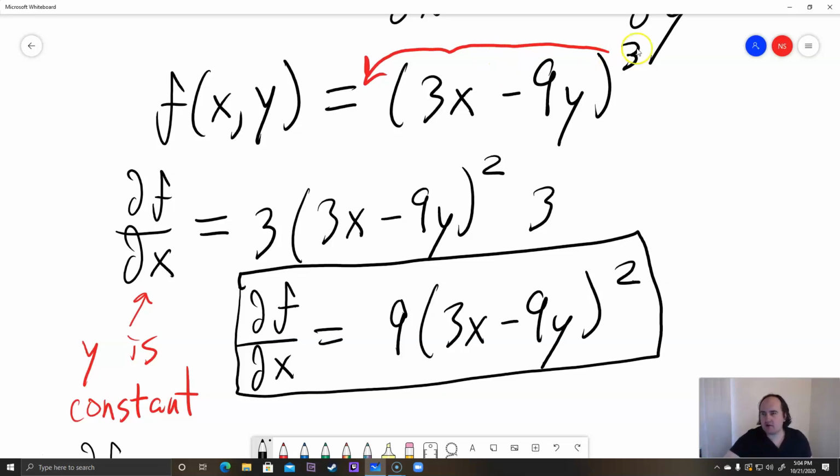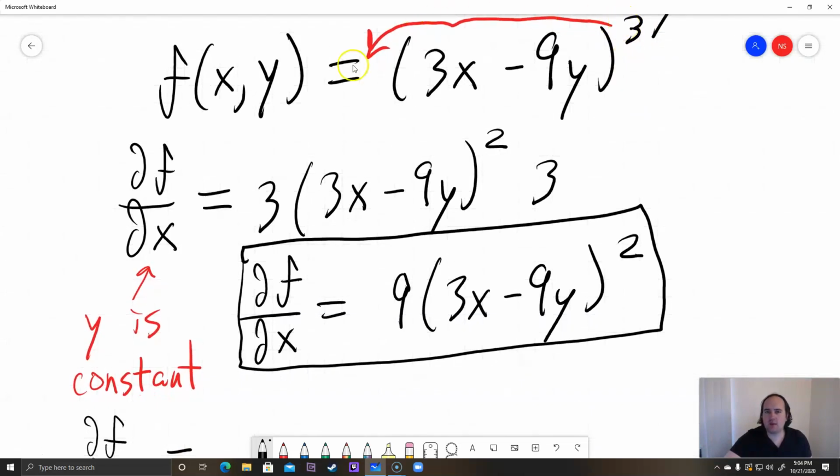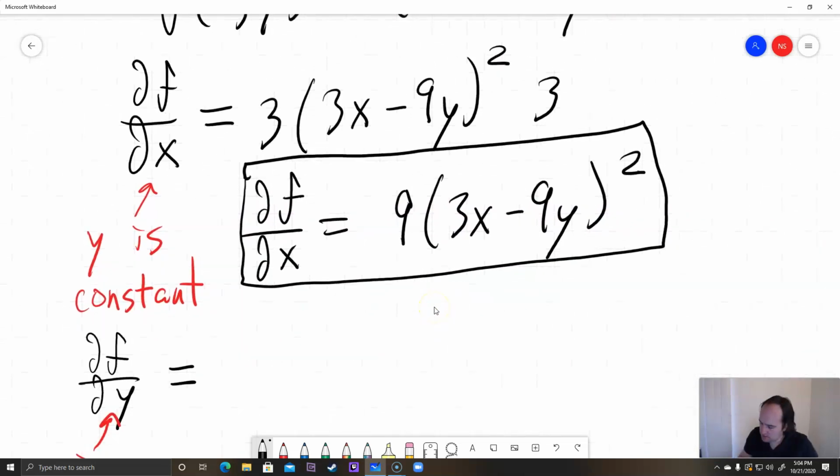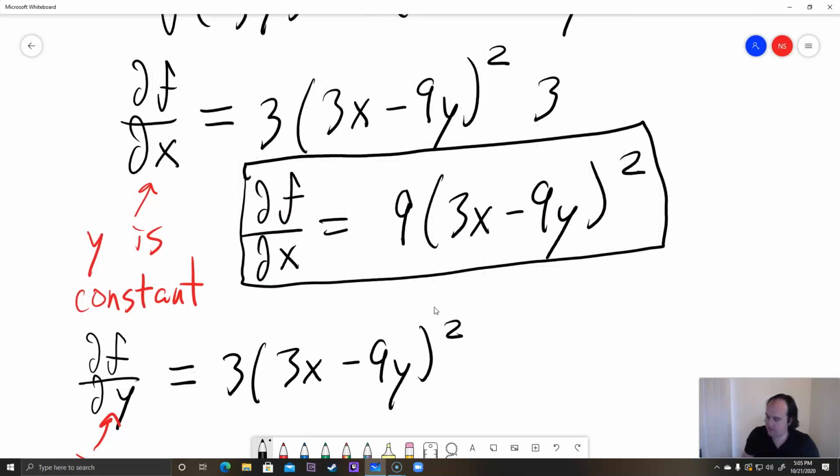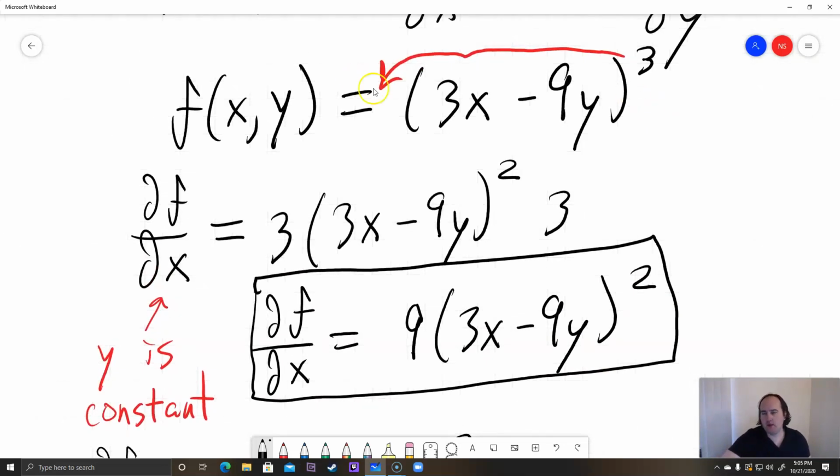So here the outer function is the cube power. So we're going to once again bring the 3 out front and decrease the exponent by 1. So we're going to have 3 times the quantity 3x minus 9y, quantity squared. So that was the derivative of the outer function using the power rule. And then we multiply this times the derivative of the inner function.